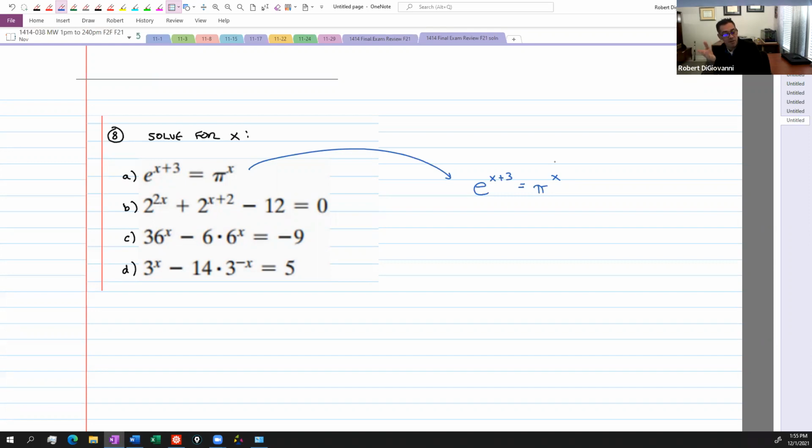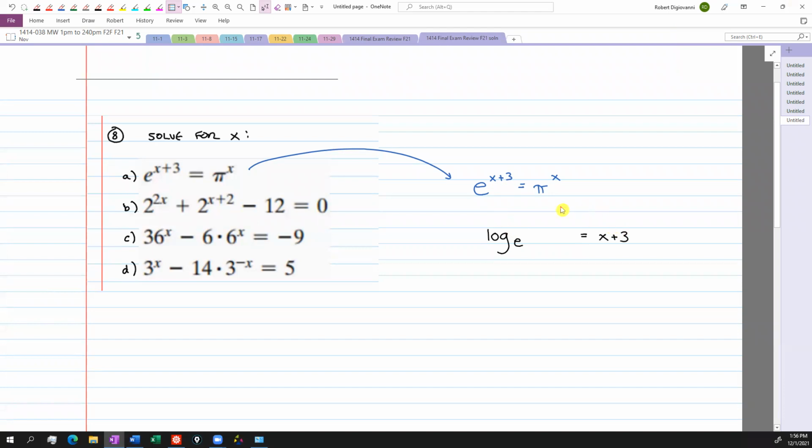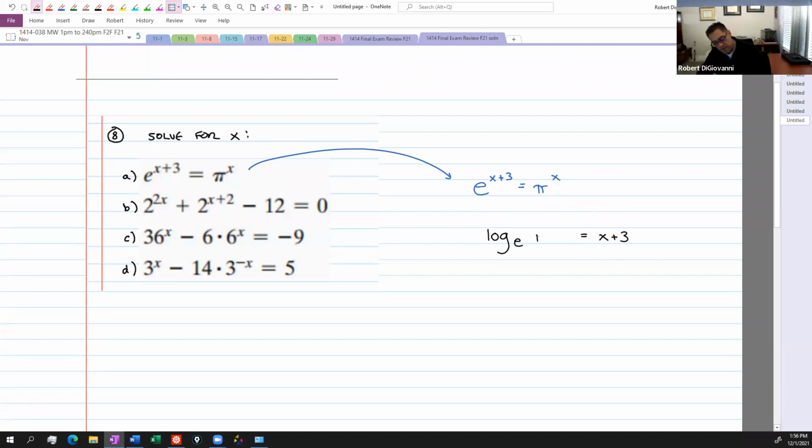If you're trying to solve for x and x is up in the exponent, it's useful to bring the log in. So let me try the log. I can either use the base of pi or the base of e. I'm going to use base e. Now let's make the loop. What is e being raised to? Well, x plus 3. So that's going to go on this side, and that must equal the other side of the equation, which is pi to the x.